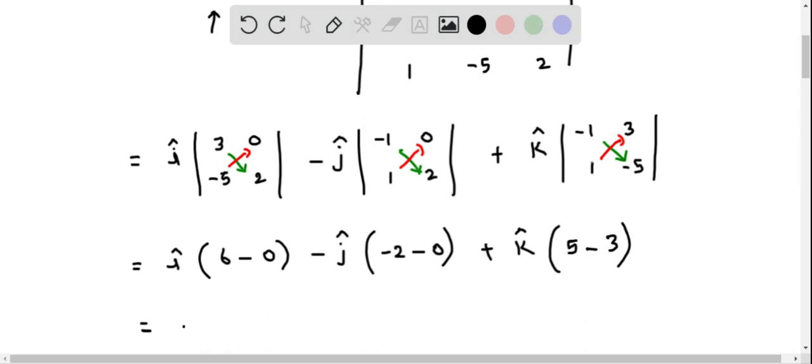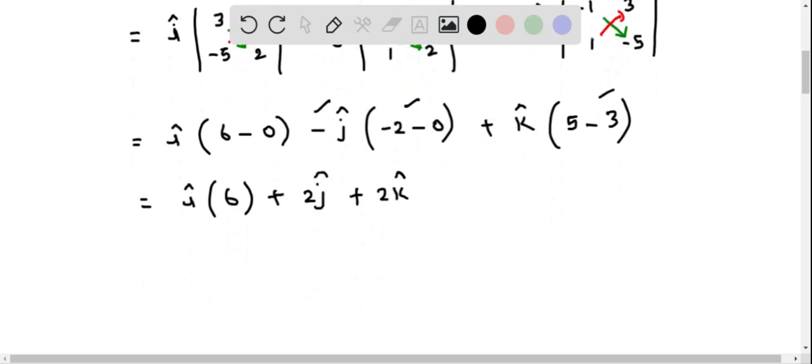Let's simplify this. So this equals i vector times 6. And here we have -2, but we already have a negative, so the product of two negatives is positive. Therefore this is 2j. And this one, 5 minus 3 is 2, so it is 2k. Now we can write this in component form, that is in bracket form. So we put only the components. The i component is 6, j is 2, and k is 2. And so this is one of the vectors which is perpendicular.